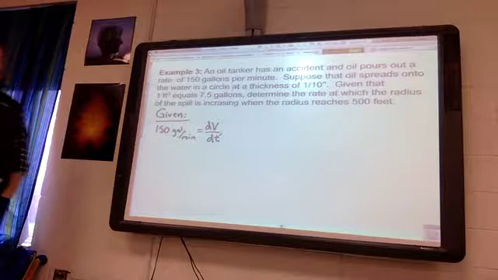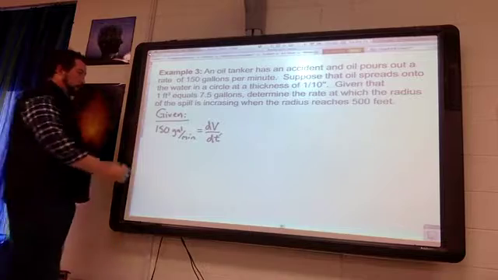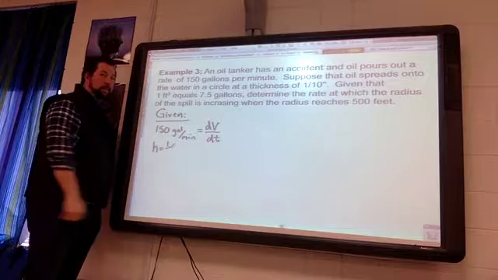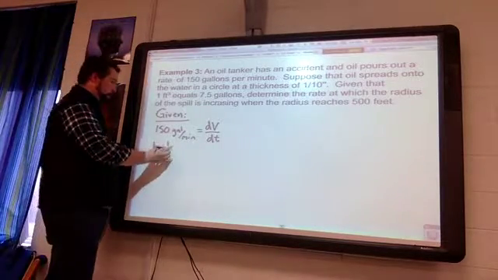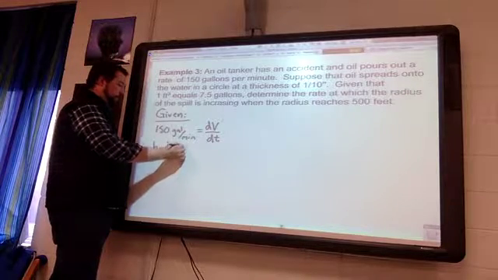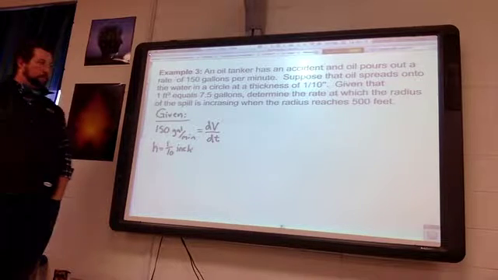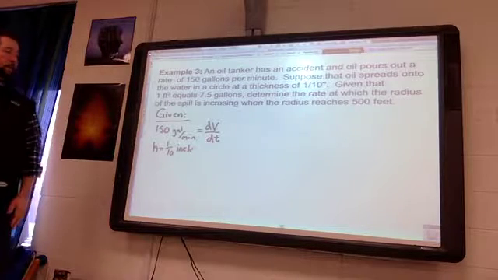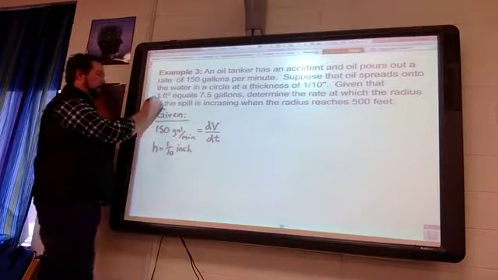We know that the thickness, my height, is 1/10 of an inch. Is that changing? No, that is a constant 1/10. And then they also gave us this fact right here: 1 cubic foot equals 7.5 gallons. I think we're going to have to use a conversion in a second.